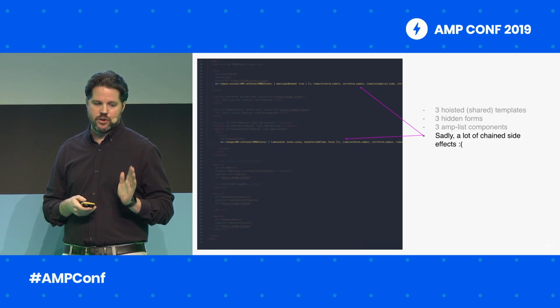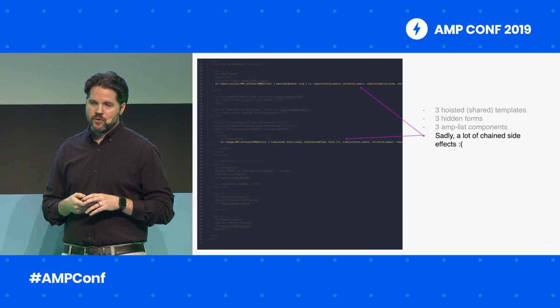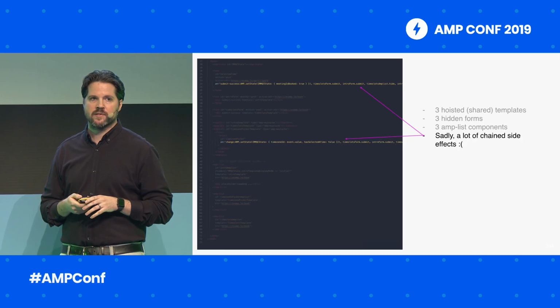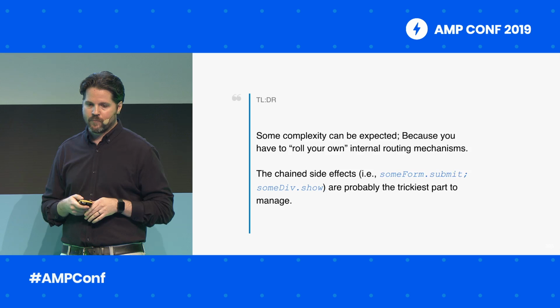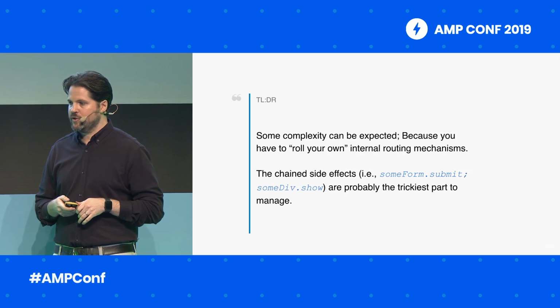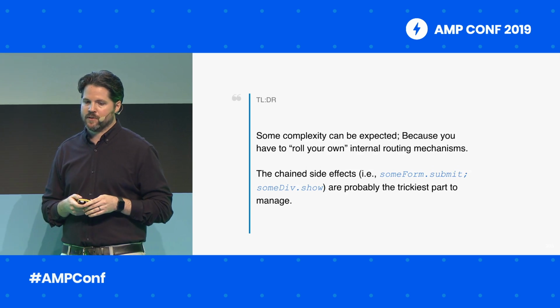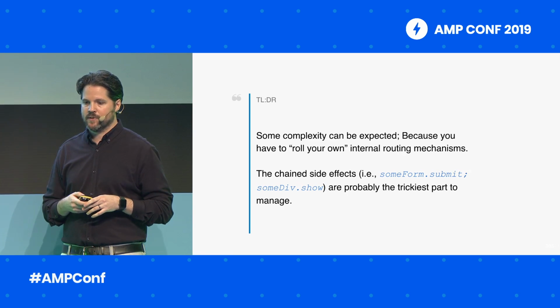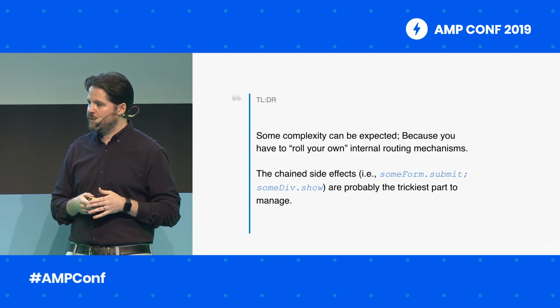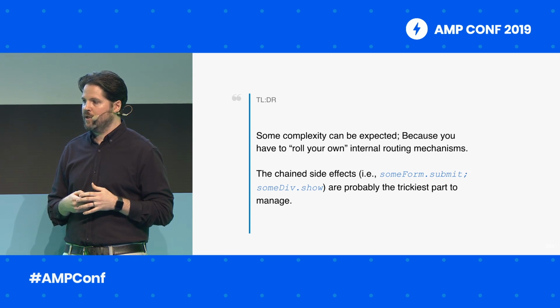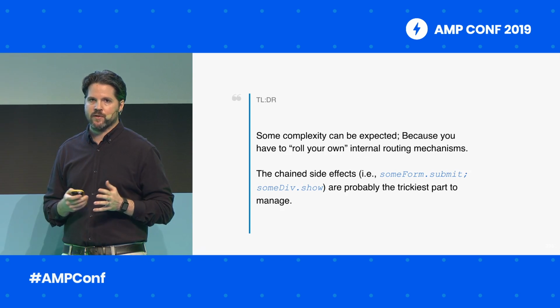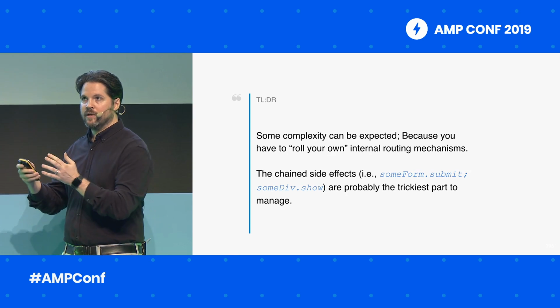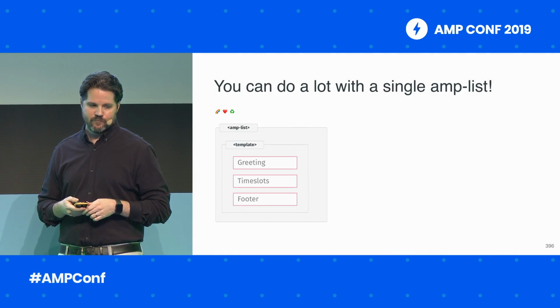And here you see some chained actions. You can do a lot of really powerful and advanced stuff very simply by chaining actions together in AMP. The main takeaway from this section is that some marginal complexity can be expected because you basically have to roll your own internal routing mechanisms. And the chain side effects are probably the trickiest part to manage, in my opinion. But again, AMP takes away all this complexity from you and keeps things pretty simple. So AMP makes complicated things simple. You can quote me on that.